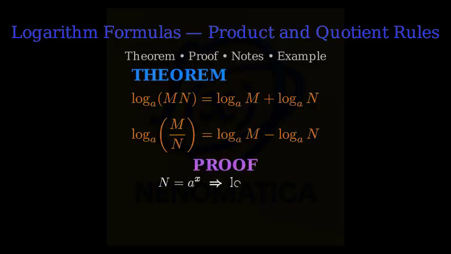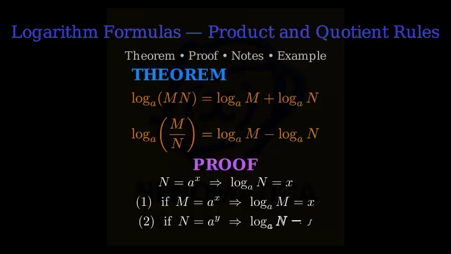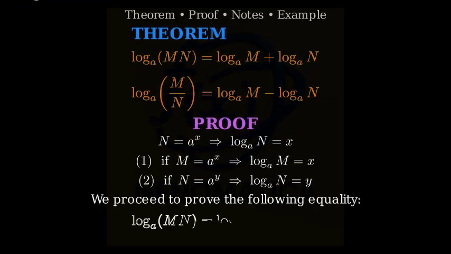Proof: we begin from the exponential definition of the logarithm. If n equals a to the x, then log base a of n equals x. Next, we set up 2 labeled statements. 1. If m equals a to the x, then log base a of m equals x. 2. If n equals a to the y, then log base a of n equals y. We proceed to prove the following equality. Log base a of m n equals log base a of m plus log base a of n.